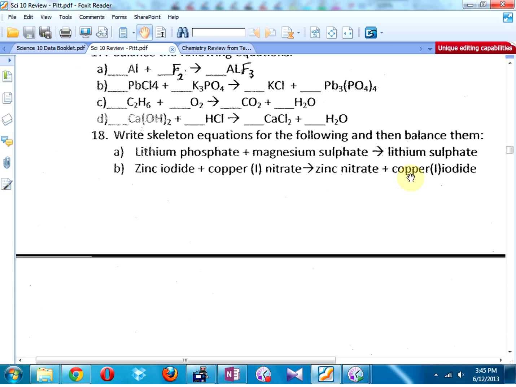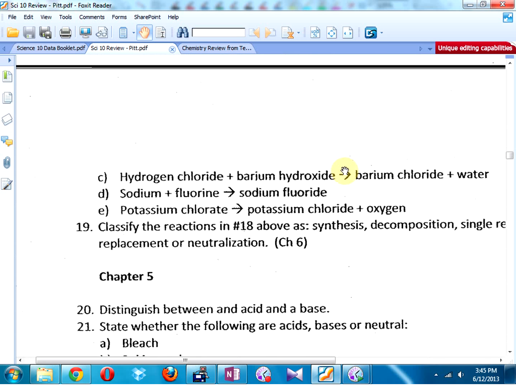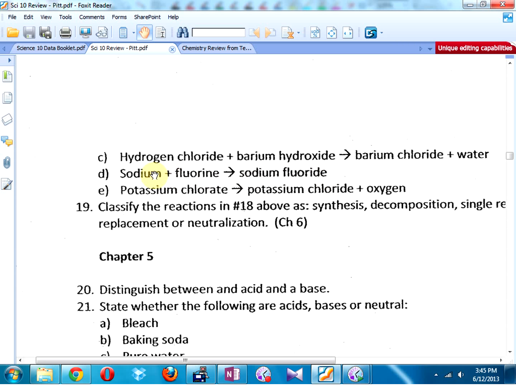This one here is a double replacement. This one here, hydrogen chloride, HCl, barium hydroxide. Ooh, acid and a hydroxide. This is an acid base. Sodium and fluorine becomes sodium fluoride. That's a synthesis. Potassium chlorate becomes potassium chloride plus oxygen. I guess that's a decomposition. We broke out some of the oxygen. Is that all right? Yeah.